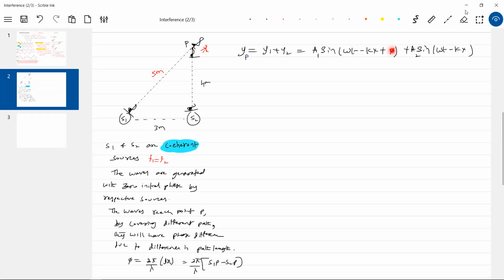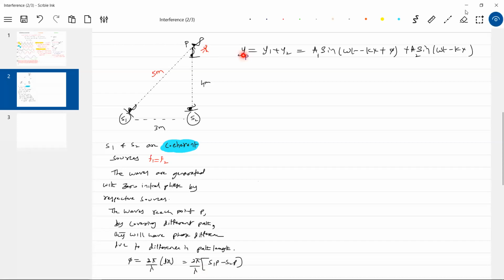What is the phase now? What shall I call it? There's a phase difference between them. If I assume this to be zero, this will have a phase phi. Got this idea? Don't think that this will not gain any phase. This will also gain phase. The phase difference is what I'm writing.